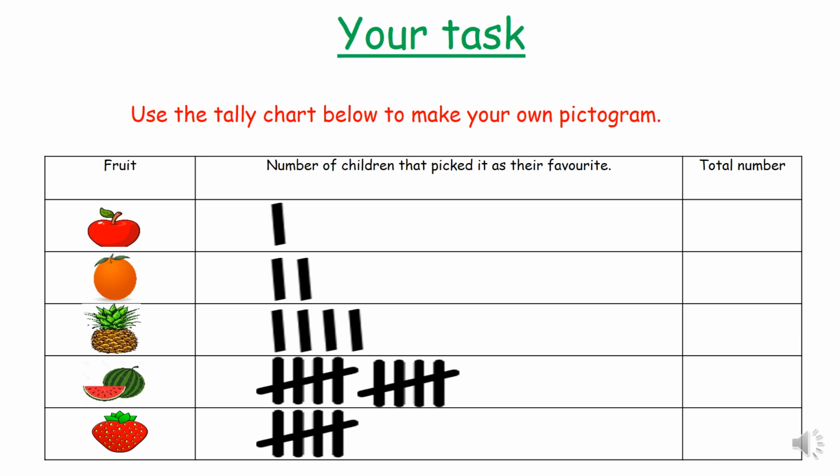Now remember, a pictogram involves symbols or pictures. I think pictures would be good today, so you could draw pictures of the number of apples, oranges, pineapples, watermelons, and strawberries. You could do this vertically, so going up, like we just did, or you could do it horizontally, so going across. It's up to you how you want to do it.